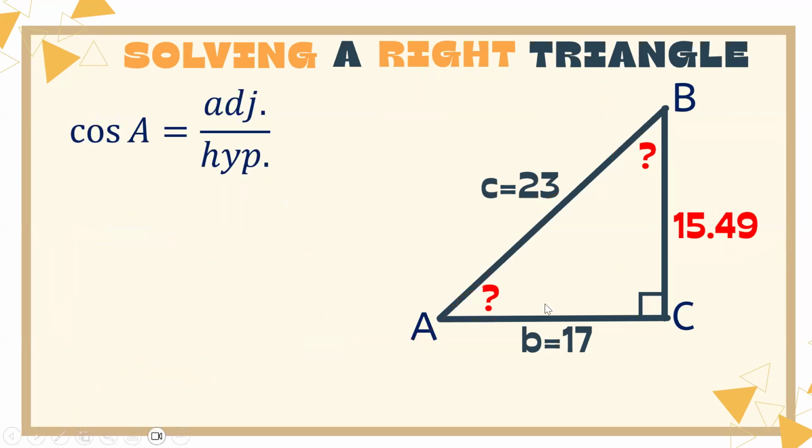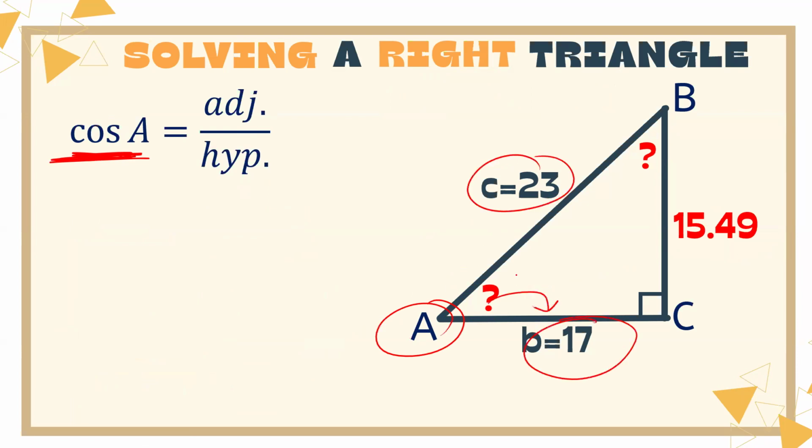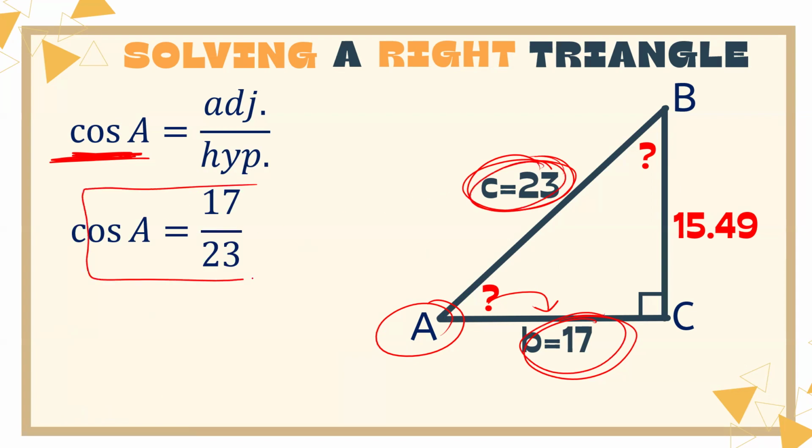Now that we got the measure of angle A, let us check whether we get the same answer if we use cosine. Cosine A is adjacent over hypotenuse. So this is the adjacent side of the angle, and this is still the hypotenuse. The hypotenuse doesn't change. So the adjacent side is 17, hypotenuse is 23, so that's substituted here in this equation.